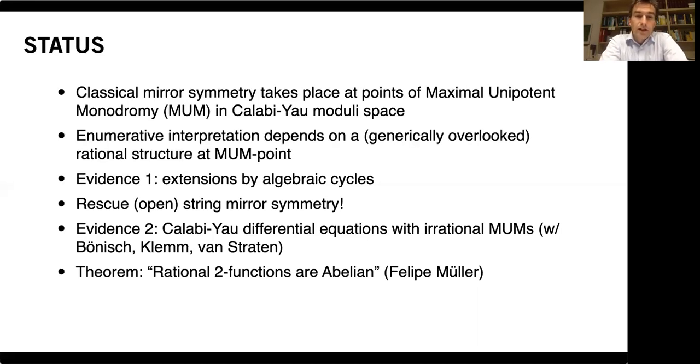I need to explain why these two. These two last things, the differential equations with irrational MUMs and the rational two functions, I view as sharpening these questions around the arithmetic interpretation of periods. That there should be an interpretation in mirror symmetry of these arithmetic properties of periods.